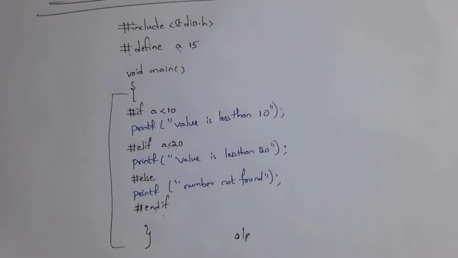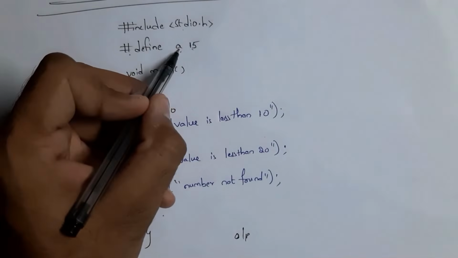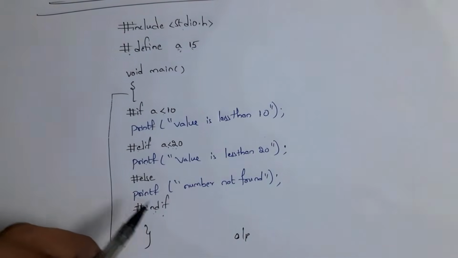For example, if I give the value of macro a as 100, then I will get output as "number not found".